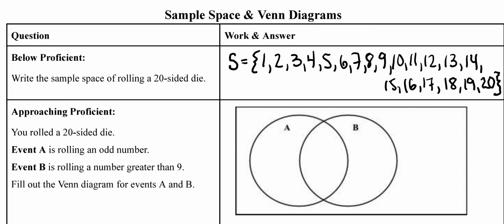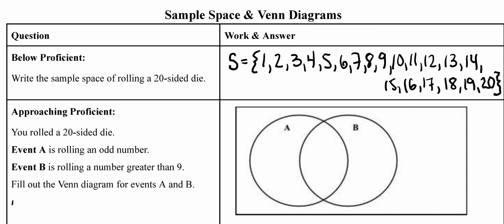So approaching proficient, you rolled a 20-sided die. So it was going to be one of those possible outcomes in that prior example. Event A is rolling an odd number. Event B is rolling a number greater than 9. Fill out the Venn diagram for events A and B.